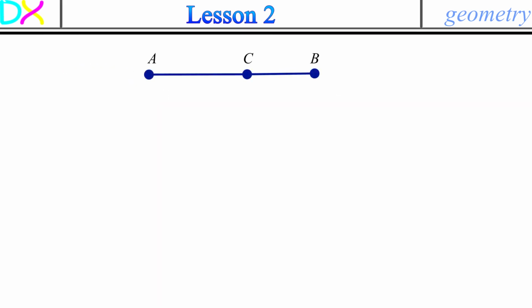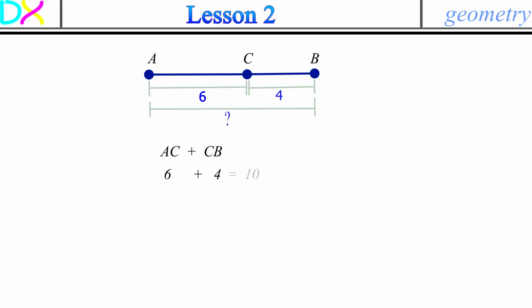This is line segment AB. Now we have a point C between A and B. The measure of AC is 6 and the measure of CB is 4. What is the measure of AB? It is simple. You add the measure of AC, which is 6, with the measure of CB, which is 4, to get 10, which is the measure of AB.